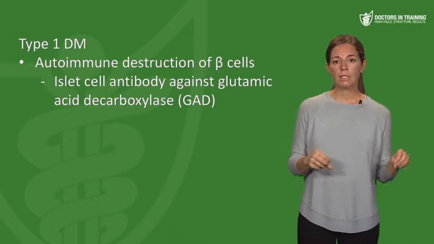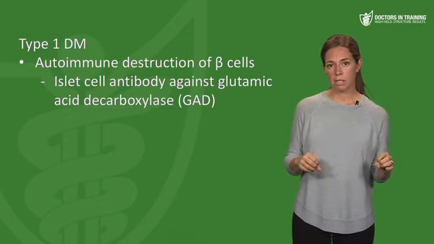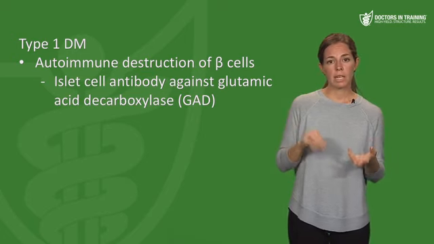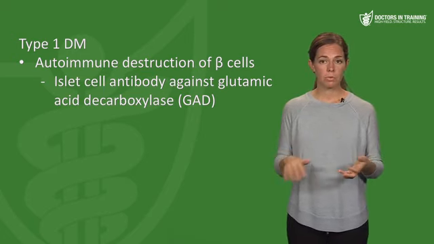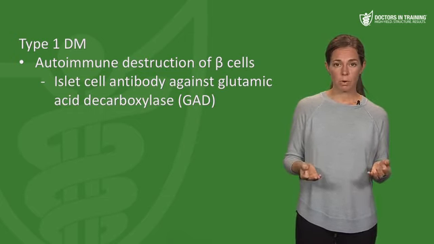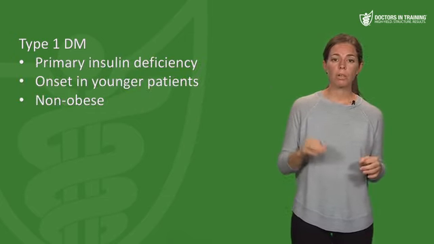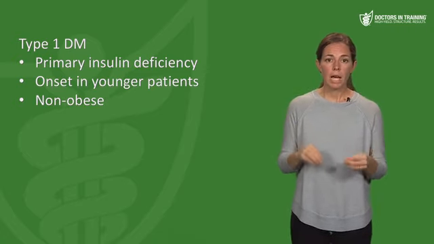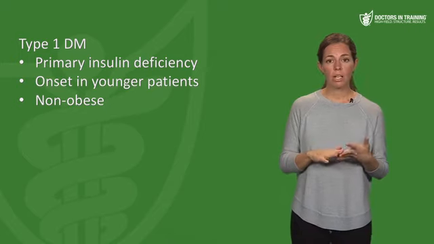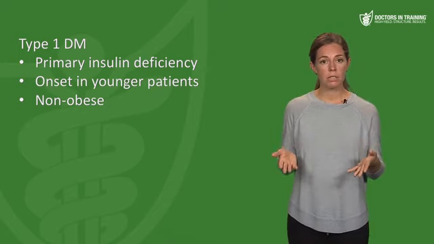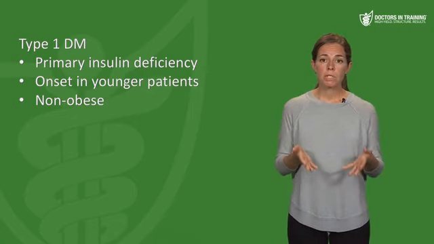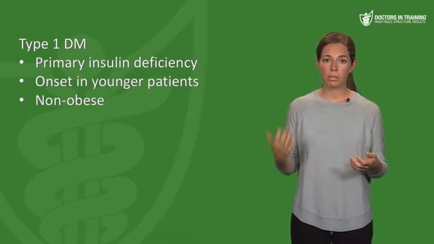So type 1 diabetes is caused by autoimmune destruction of beta cells. It's associated with an islet cell antibody, usually the one against GAD, glutamic acid decarboxylase. Remember that. Once the beta cells are destroyed, they can't make insulin anymore. So in type 1 diabetes, there's primary insulin deficiency. Type 1 diabetes tends to have its onset in younger patients, kids, teens, young adults, and they tend to be non-obese, although now that obesity is so common, it could go either way. Many times these patients are otherwise metabolically normal.